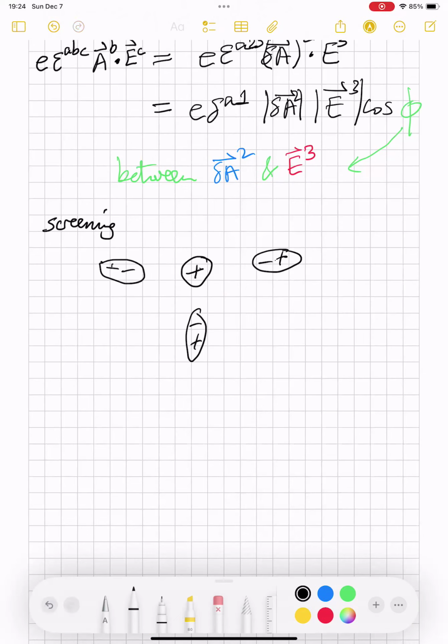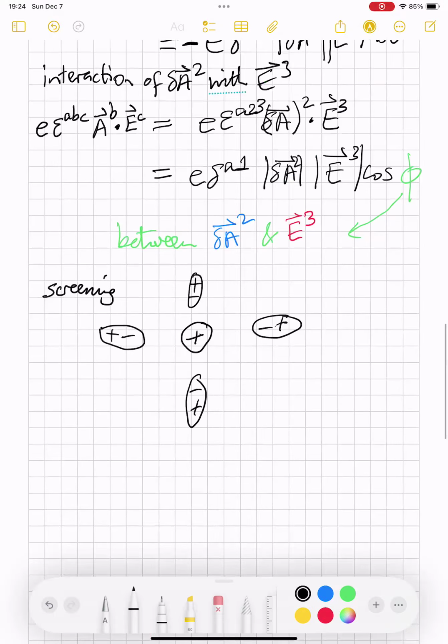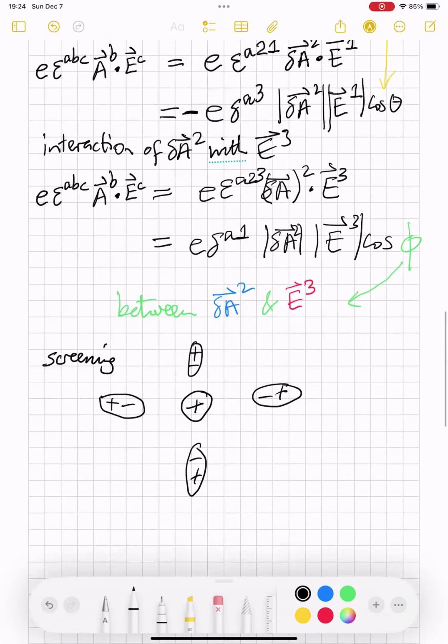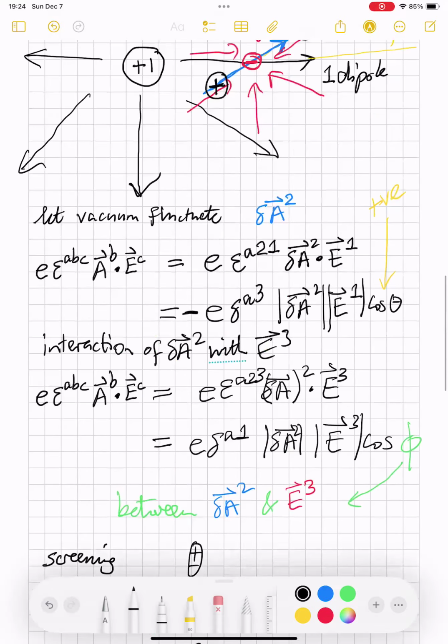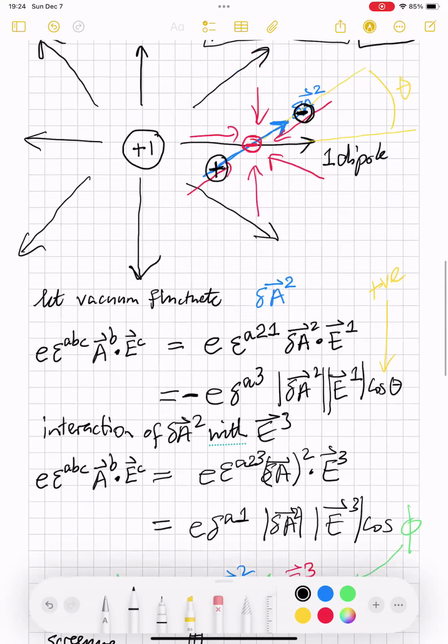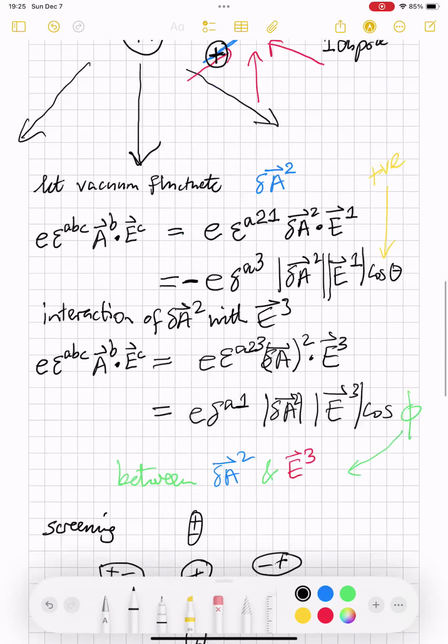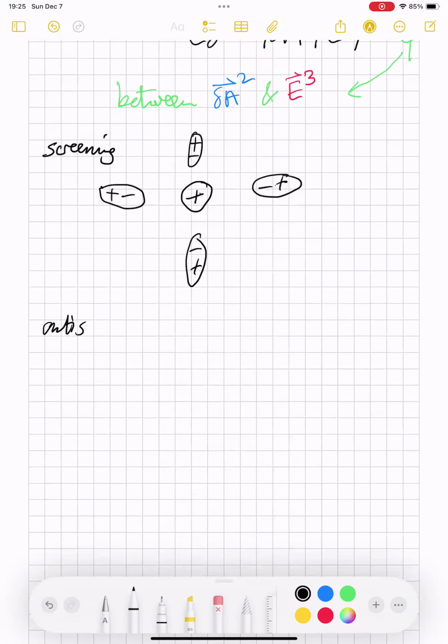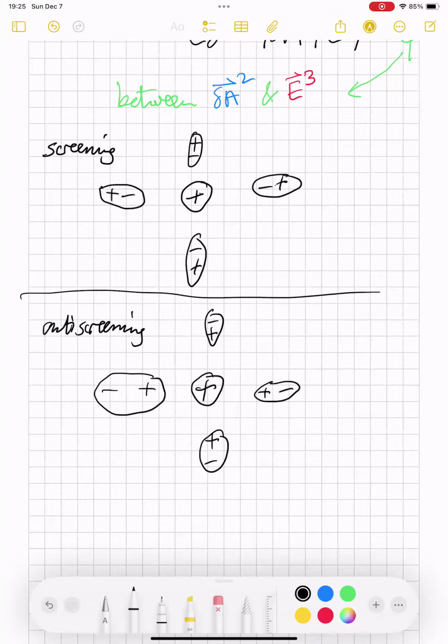There's the minus with the plus. Now, in this picture, however, you can see the plus is closer to the plus and the minus of the dipole is further from the plus. So for anti-screening, what did we get? We got a plus, and then the dipoles were aligning like this, the opposite way to what was happening with the screening.